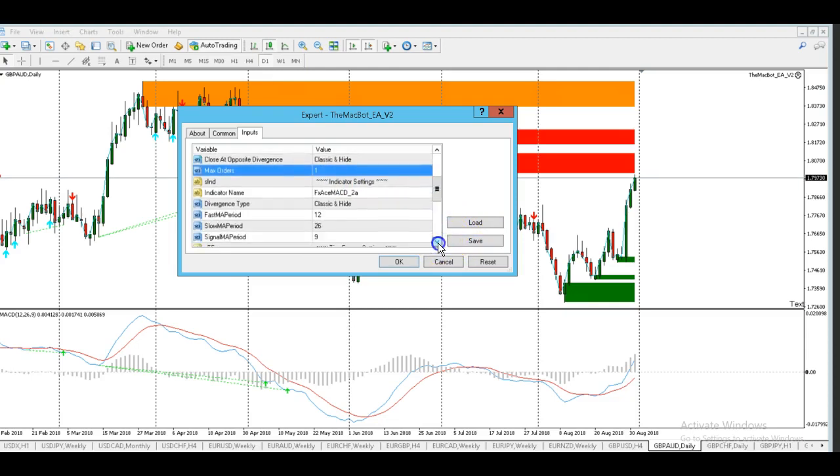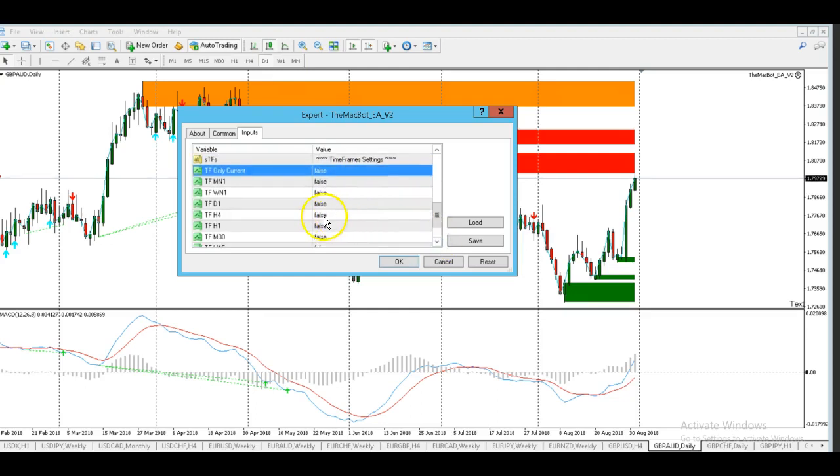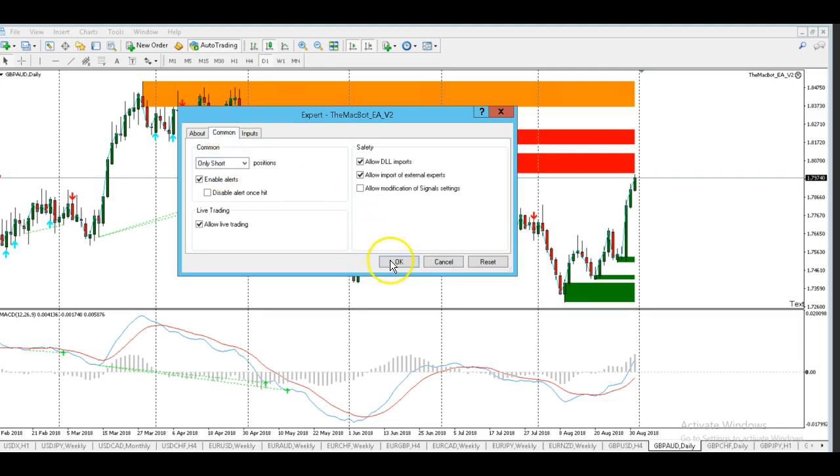Divergence type classic, yes. Current time frame, false. And if it's of a daily zone, 1 hour and 30-minute divergence. Okay, so 1 hour and 30-minute divergence. And we'll hit, make sure it's got only short. Yep. Okay.